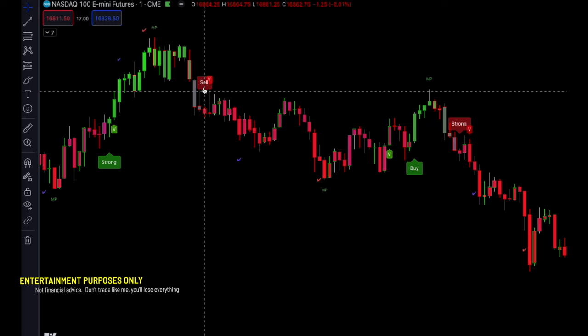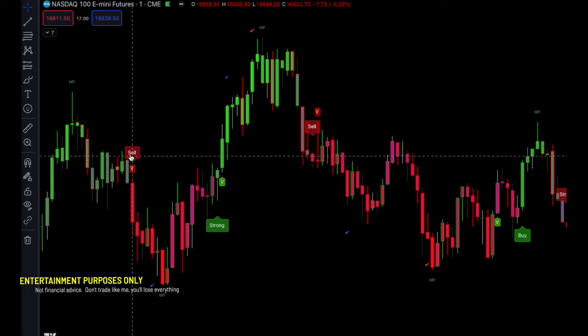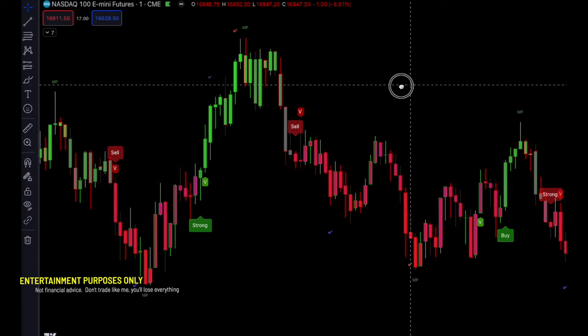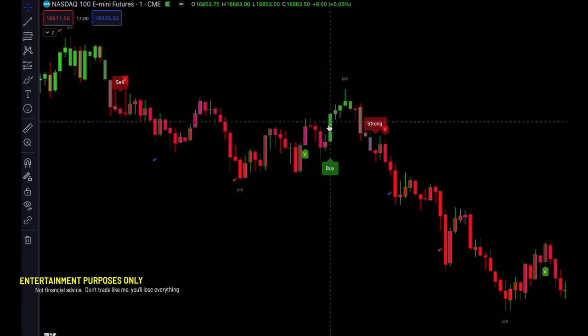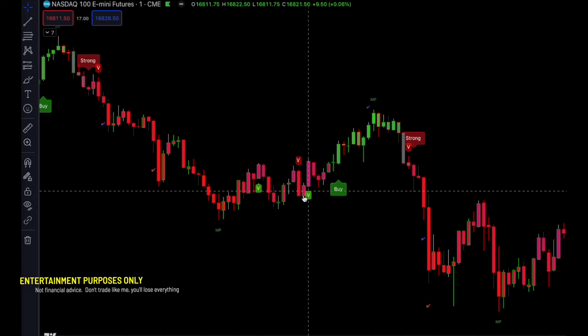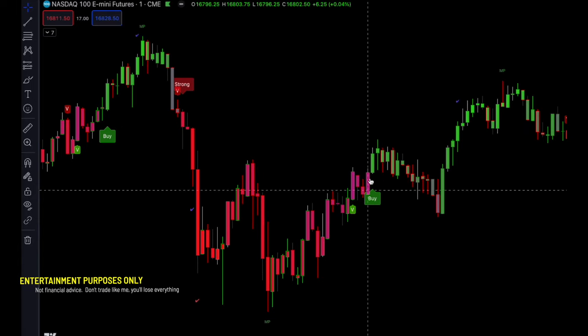So this is going to be similar to that. We have a vodka shot here. Chart Prime says sell. We have a vodka shot here. Chart Prime says buy. We have a vodka shot here. Chart Prime says sell. We have a vodka shot here. Chart Prime says sell. Buy here. Buy here. We have a couple of false flags. We have a sell here. We have a buy here.